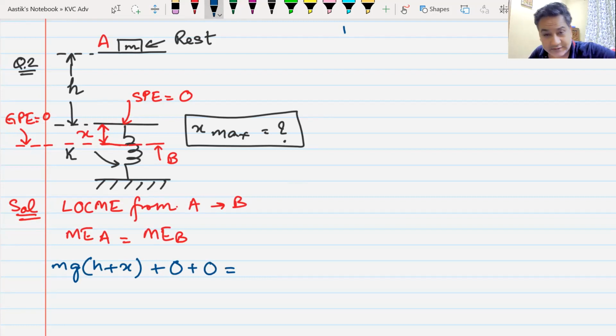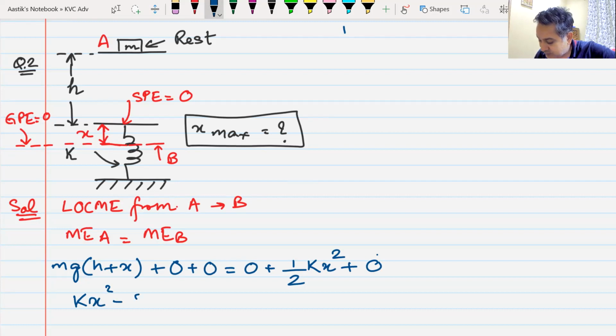What is the mechanical energy at point B? What is the gravitational potential energy at point B? 0. What is the spring potential energy? Half kx squared. What is the kinetic energy? 0. So I can write kx squared minus 2mgx minus 2mgh is equal to 0.